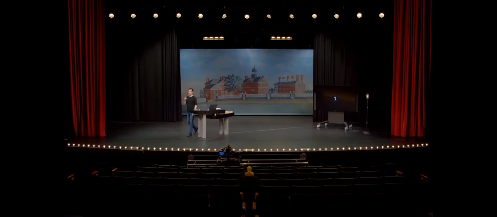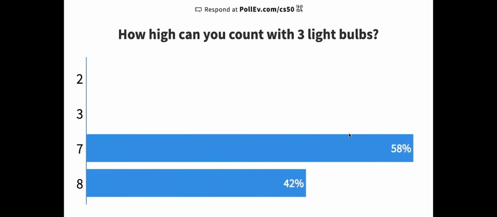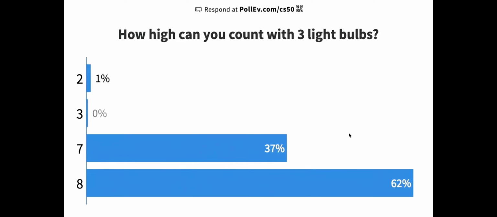So with 1 light bulb, we can count from 0 to 1, 2 possibilities. But with 3 light bulbs, how high could we count? Well, let me go ahead and ask this question here on the screen. In just a moment, you'll see on your side this particular question via which you can respond on your device. How high can you count with 3 light bulbs? So instead of 1, I give you 3, each of which can be on or off. How high can we perhaps count?